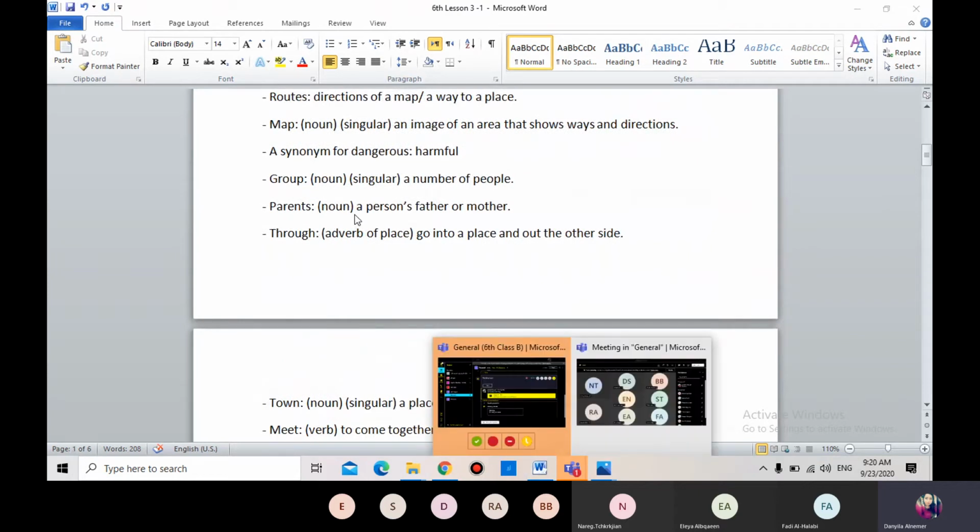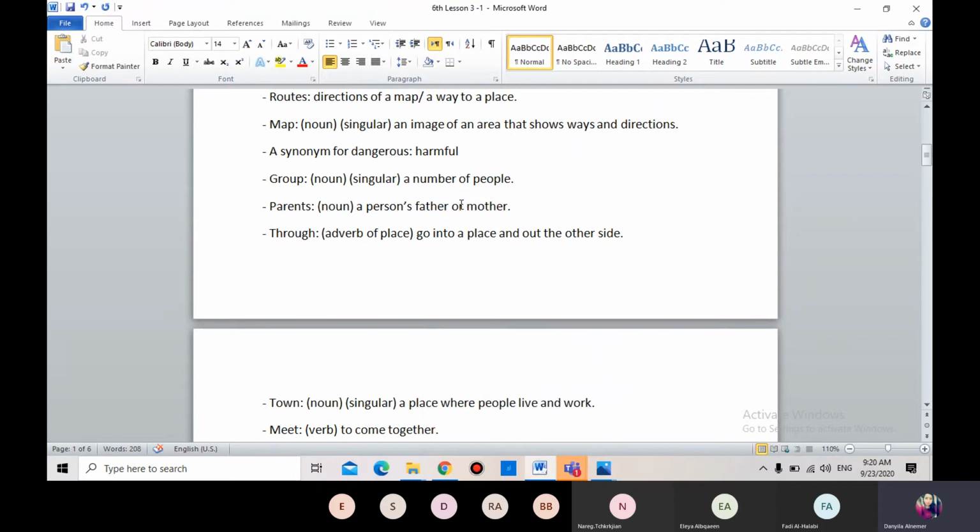So parents, noun, a person's father and mother. That's why we have the plural S. A parent means one of them. A parent means either your father or your mother. Through, we took it earlier in lesson 1.